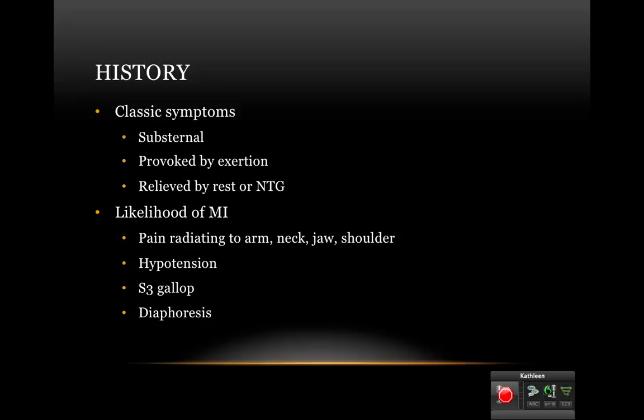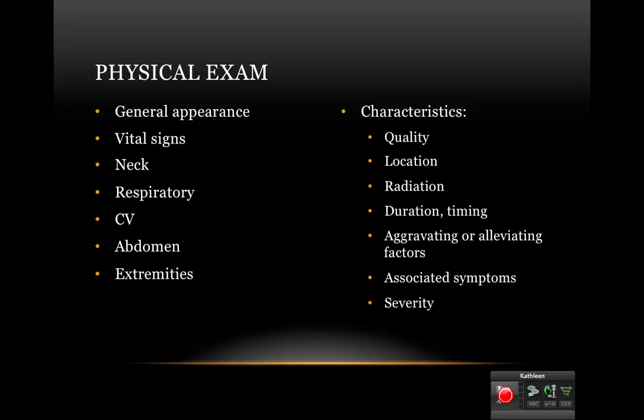They're hypotensive, they have an S3 gallop, and they're diaphoretic. Remember, abdominal pain and vomiting. The general appearance, you want to get vital signs. You want to check the neck, respiratory, cardiovascular, abdominal exam, extremities. Look at their extremities.